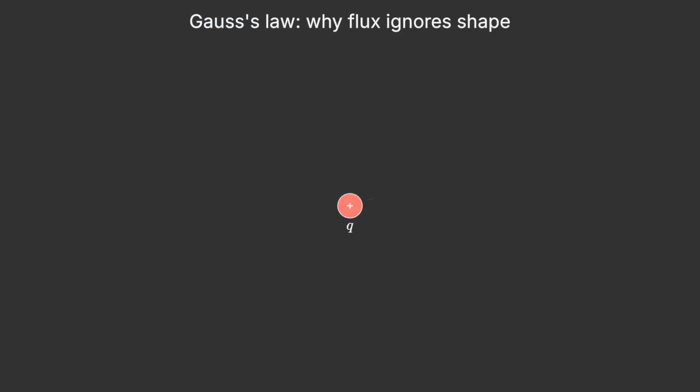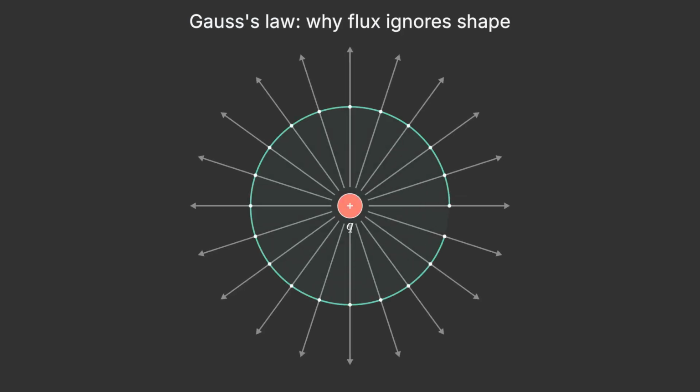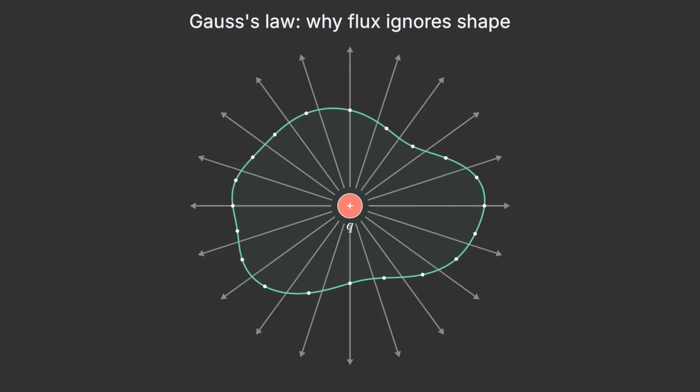Place a positive point charge, Q, in space. Its electric field points radially outward in every direction. Surround the charge with a closed surface. Stretch that surface, squeeze it, or make it irregular. The sampled radial directions still cross the boundary once. The shape changes. The total outward flux does not.